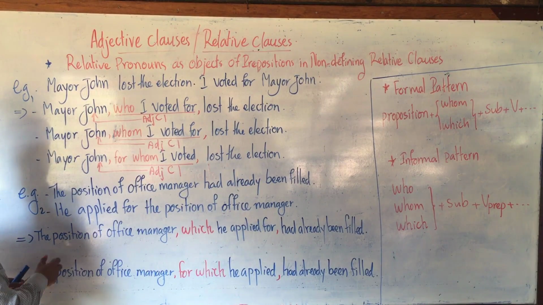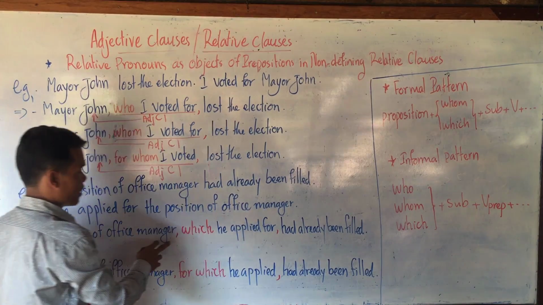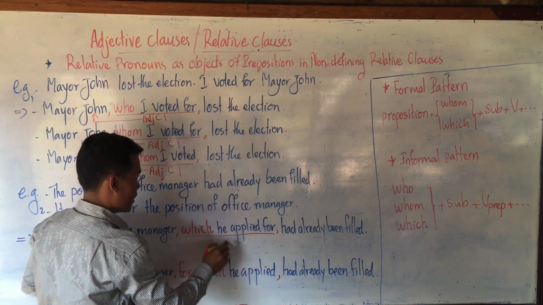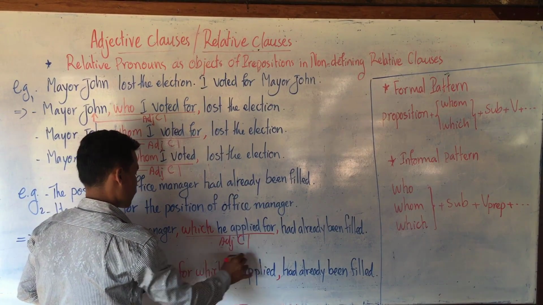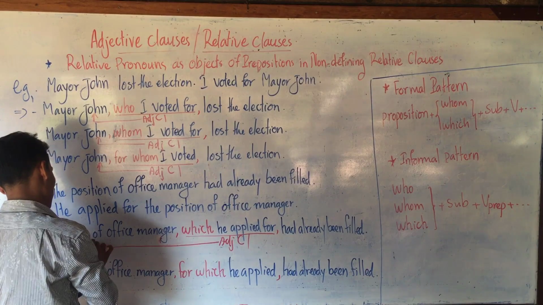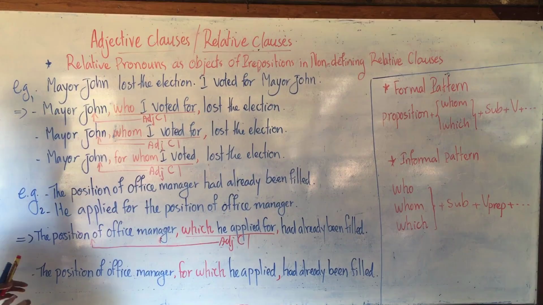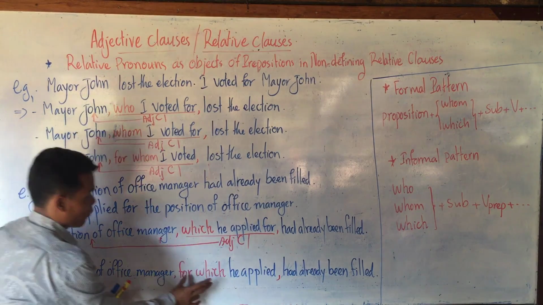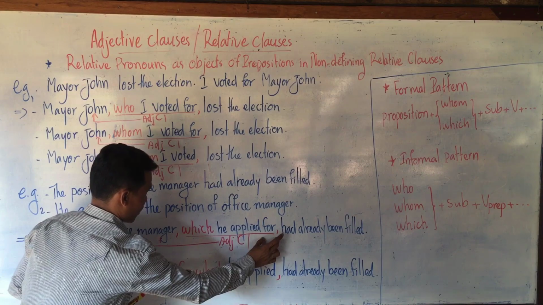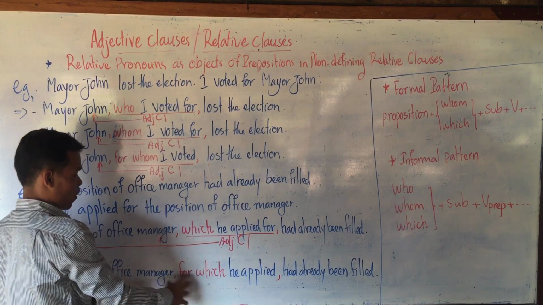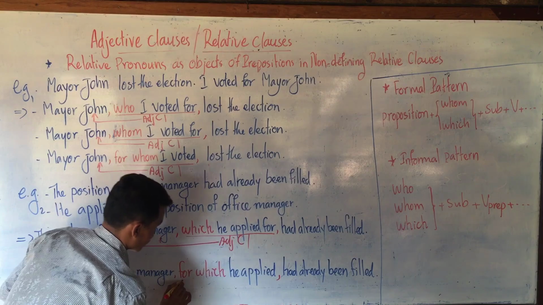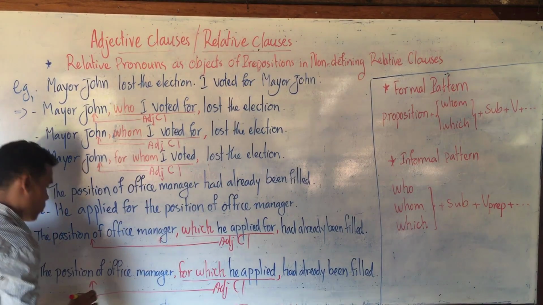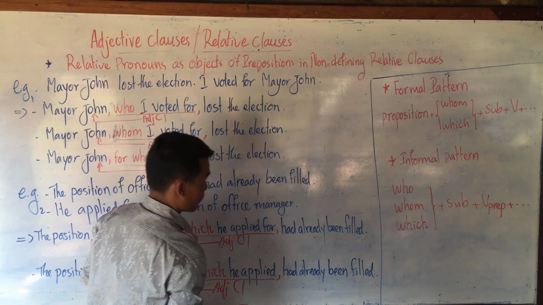You can write the adjective clause like this: the position of office manager which he applied for had already been filled. The adjective clause modifies the position of the office manager. One more, you can write like this: the position of office manager for which he applied. Because the first one has for at the end of the clause, and in the second one you can put for in front of the relative pronoun like this. It's still a relative clause, modifying the position of office manager that had already been filled.